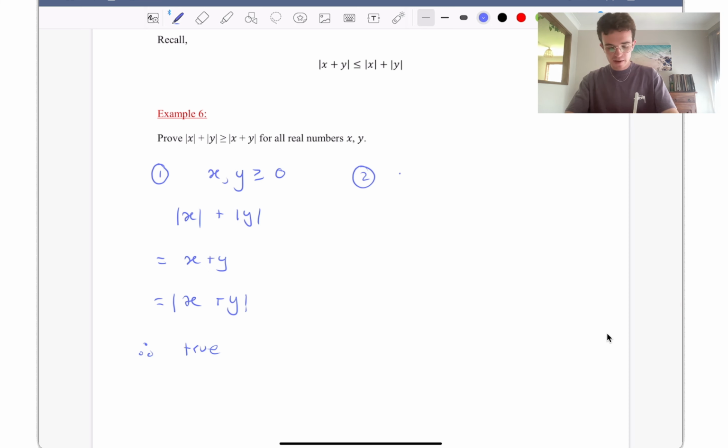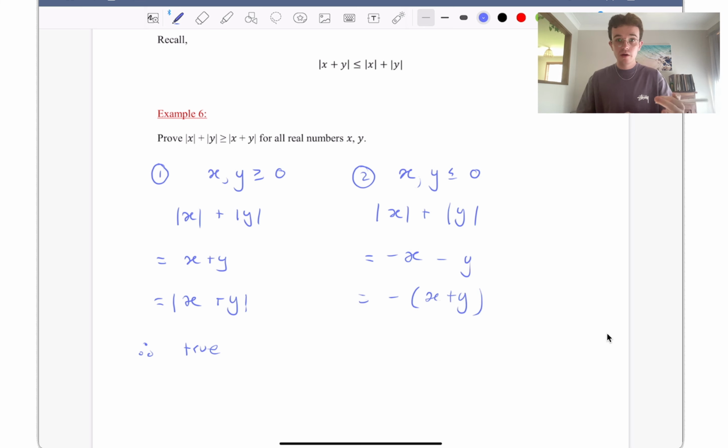Case 2, let's say x and y are both less than 0. Well, absolute value of x plus the absolute value of y, well, that's the same. If they're both less than 0, it means minus x minus y, which is the same as minus x plus y. But since the absolute value sends any number positive, it's the same as the absolute value of x plus y. The absolute value of minus x plus y in brackets is the same as the absolute value of x plus y without the negative.